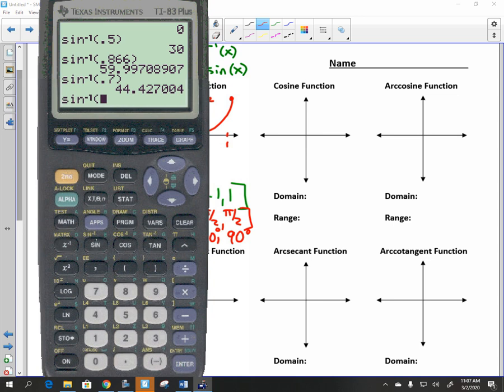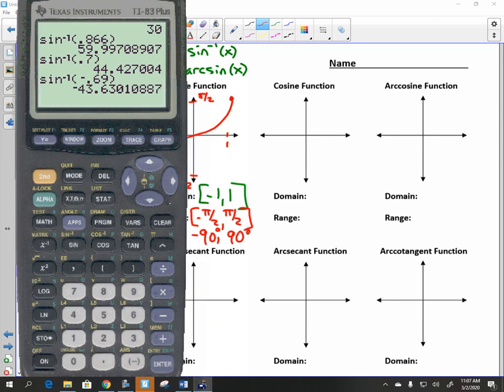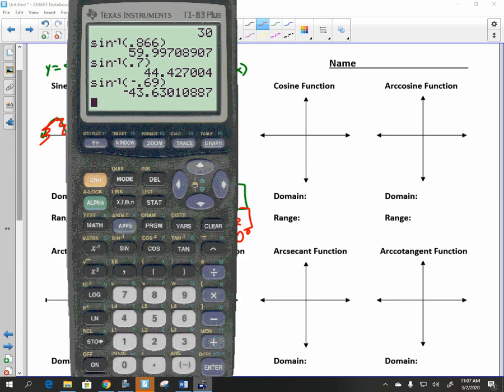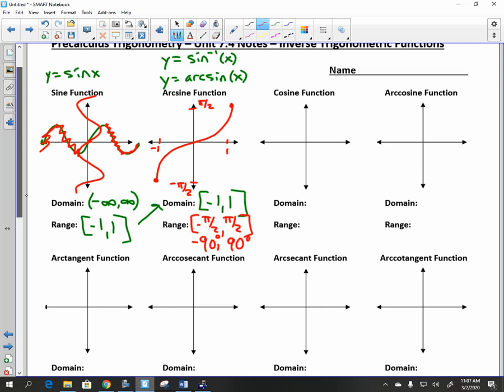Somebody give me a negative value. Negative 0.69. And we get negative 43.63 degrees. Look, it's always coming up with values between negative 90 and positive 90. But if I dare try sine inverse of 1.5, you can't take sine inverse of a value outside of the domain of negative 1 to 1. Good. Cosine function. What's different about the cosine function?